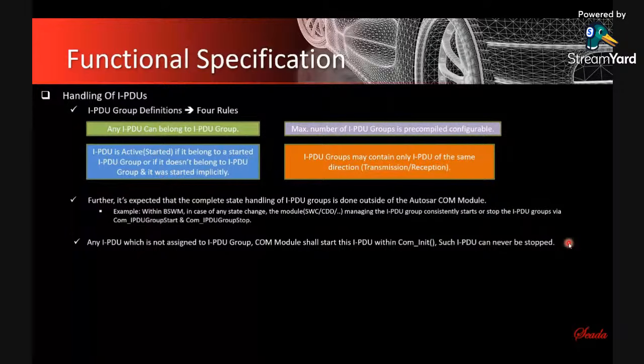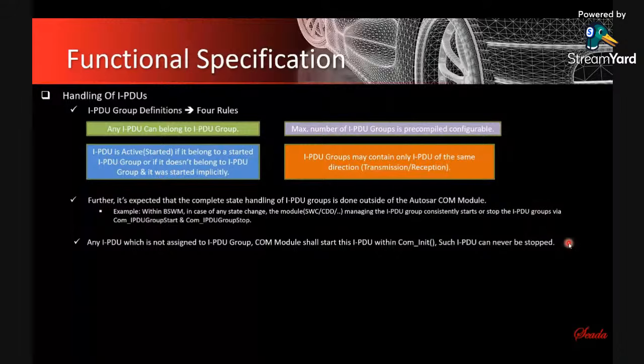As I told you, if an IBDU doesn't belong to an IBDU group, it will be initiated to be transmitted directly in the Com init function, but it will never stop. That's why we don't do this. We always organize everything under the same IBDU group. The maximum number of IBDU groups which you can configure is defined at pre-compile time by your tools, and an IBDU is started when the IBDU group which it belongs to is started.